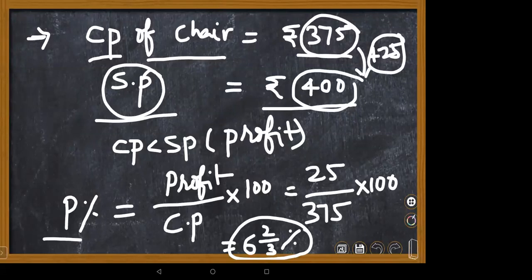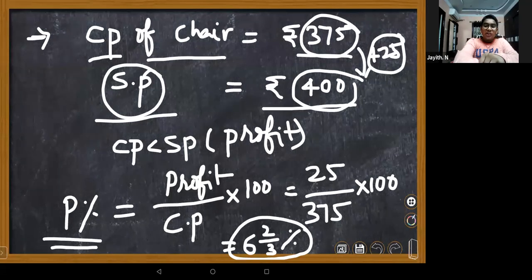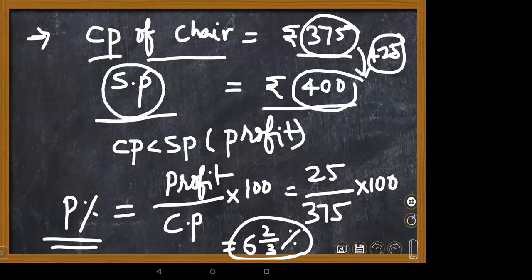Do you want to find out the profit percent? We know that the profit percentage formula is profit divided by CP. The answer is 20 by 3. 6 divided by 3 is correct. 6 by 3 is the correct answer.